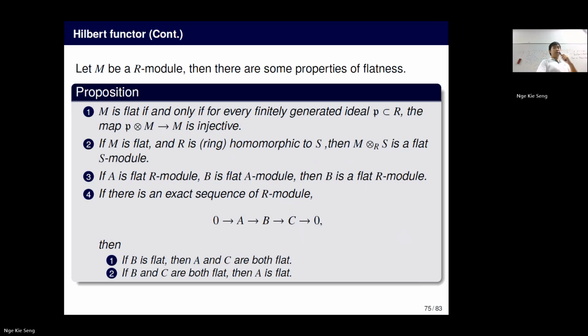Also, we can work with flatness on a short exact sequence, but it is kind of not reversible. If B is flat, then A and C are both flat. And if B and C are both flat, then A is actually flat.